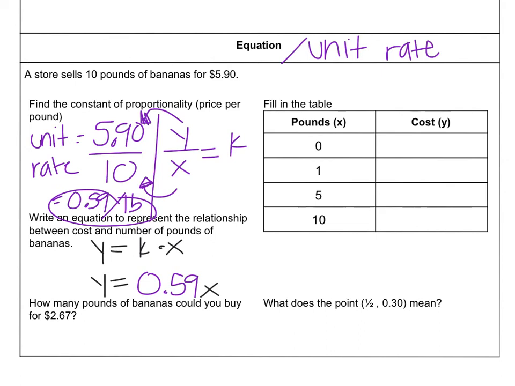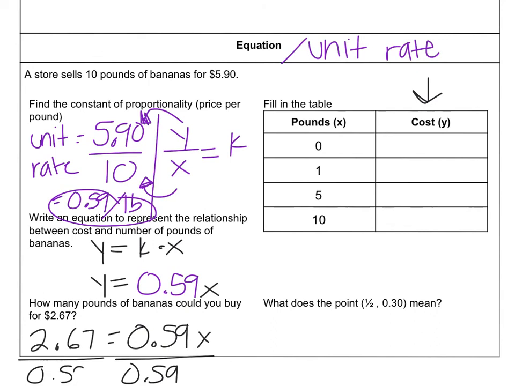Okay. Oh, I should have left more room for that. That's okay. So I can plug that in. Over here it even tells me my cost is my y value. Okay, so I put $2.67 equals 0.59x. Just divide by 0.59. Okay, so I type in my calculator, 2.67 divided by 0.59. And this is, we'll round to 4.5 pounds.